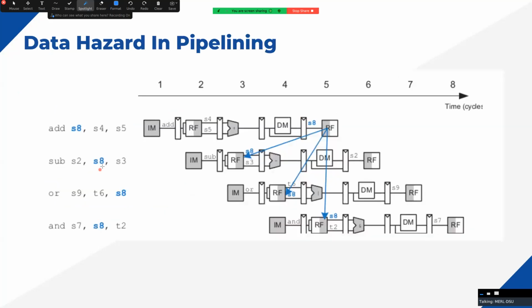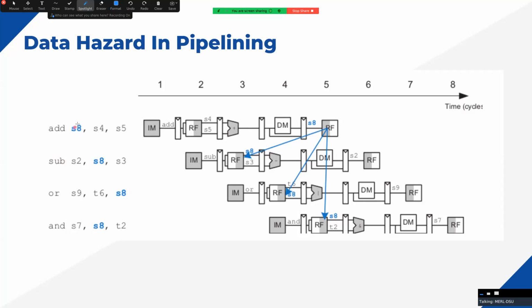So just look at this slide. You can get an overview of how the data hazard in pipelining is occurring. I have just mentioned this series of code here. First we have an add instruction in which the result is to be updated into the S8 register. That is, the values of S4 and S5 will be added, and the result will be updated into the S8 register. But after that, you have a subtraction instruction which is using the value of the S8 register.